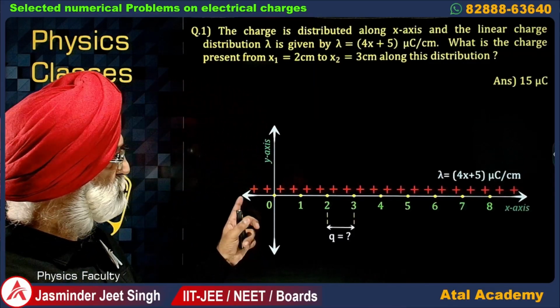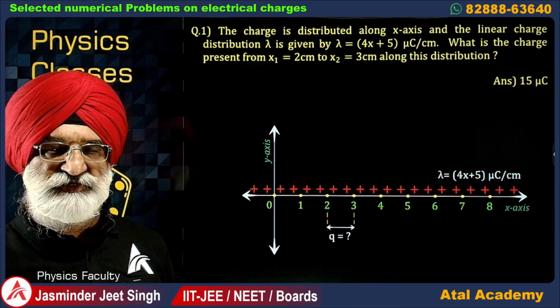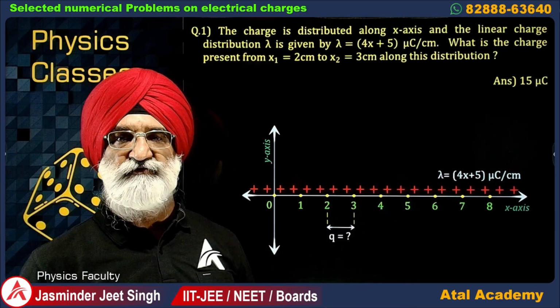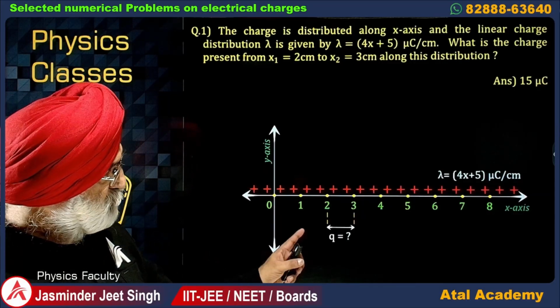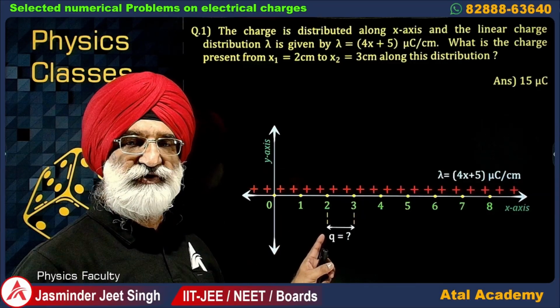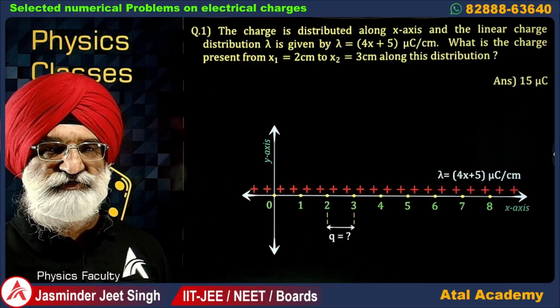We have got charge present along x-axis and the linear charge density lambda is given by 4x plus 5 microcoulomb per centimeter. We want to find out the charge present in between x1 equal to 2 centimeters and x2 equal to 3 centimeters.